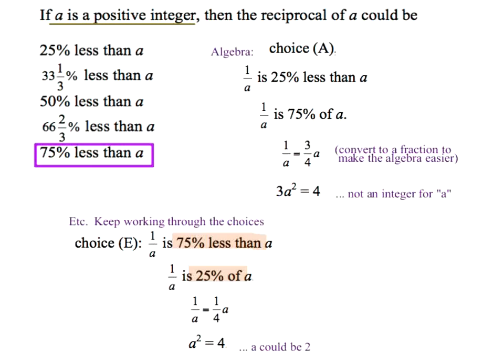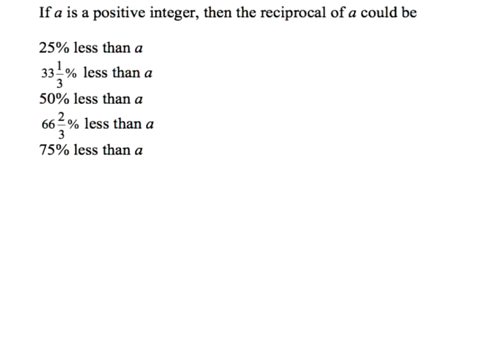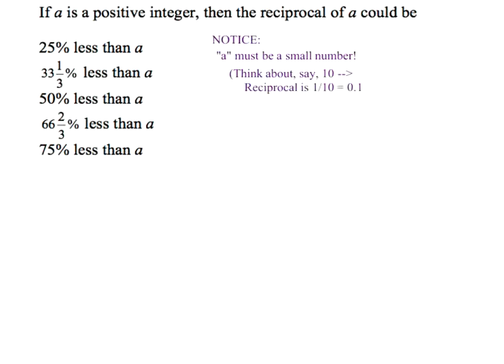How else can you do this problem besides algebra? Anybody think of anything else? Yeah, just plug numbers, right? Because the thing that you should notice here is that A has to be a fairly small number. If you think about any numbers that are not small, they're not going to do this. Think about medium or bigger numbers. Think about, say, 10. The reciprocal is 1/10, which is 0.1. This is 99% less than 10. This is only 1% of 10. So it's 99% less than 10.